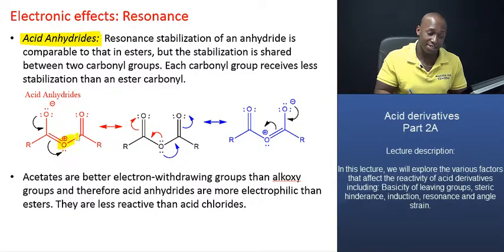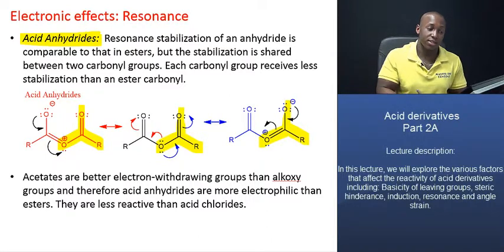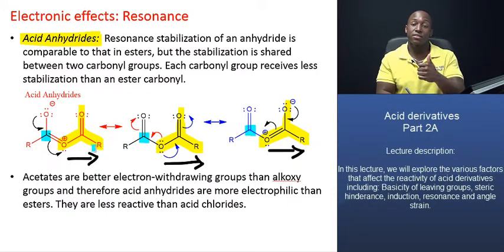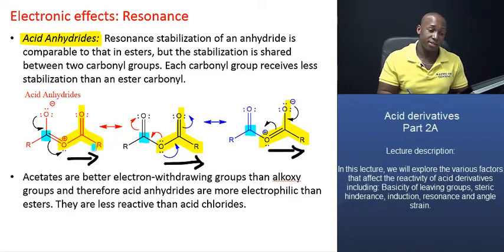So what I mean by an acetate, I'm talking about that carboxyl group right there, okay? They're better at withdrawing electrons than the group we have in esters, which is that alkoxide group, or the group we have in amides, which is that amino group, okay? So that carboxyl group right there will withdraw electron density away from our reaction center right here, which is what makes acid anhydrides more reactive than either esters or amides.